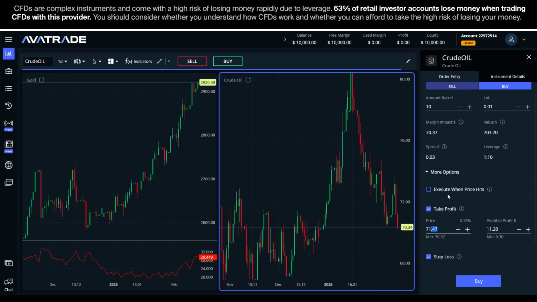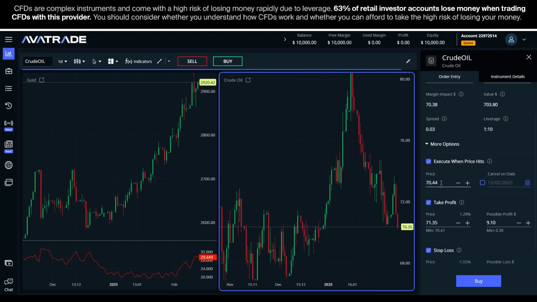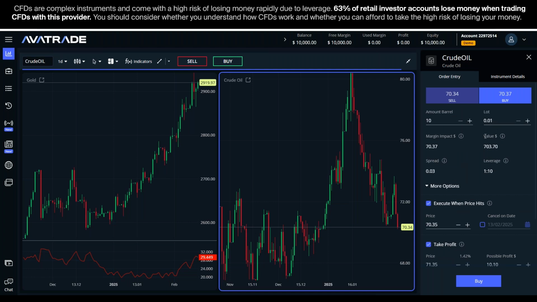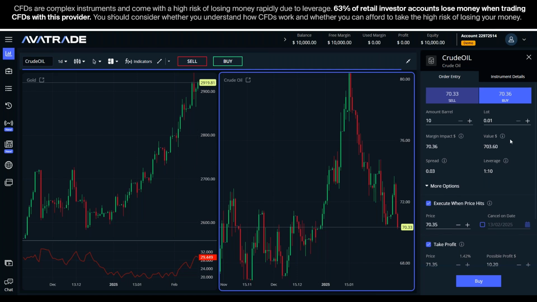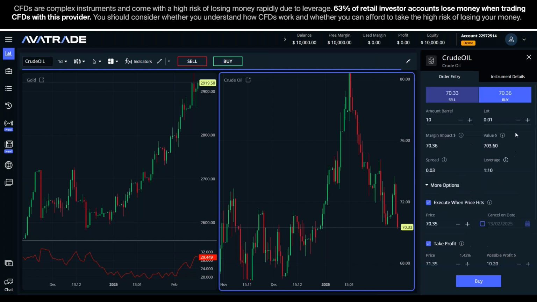Let me maybe flatten that out. Again, we've learned that if we don't enable the execute when price hits, the numbers will keep moving, right? Okay. So this is one difference. The difference, as we saw, is the margin, which is multiplied automatically by 10. The second thing is the profits or loss that we can make. Meaning, at the moment, because we're multiplied by 10, each dollar here will reflect a $10 profit or loss.